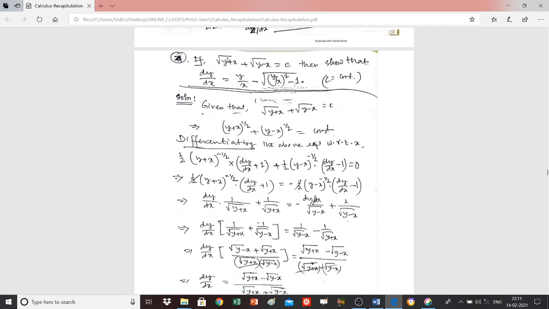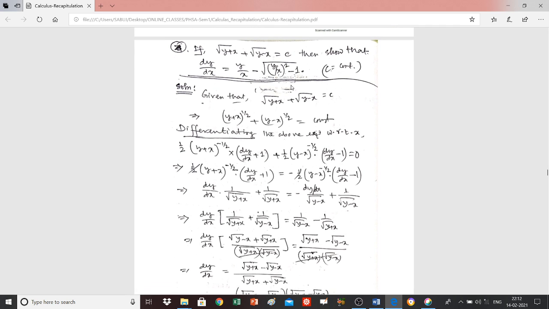So this is a relation, and in this relation you can say that y is an implicit function of x from the definition that we have discussed earlier. So this kind of relation is an example of an implicit function, and in this case y is said to be an implicit function of x. Now we have to show that dy by dx is equal to y by x minus root over (y by x) whole square minus 1. And here c is a constant, it is stated here.